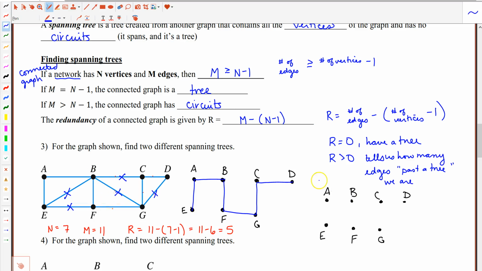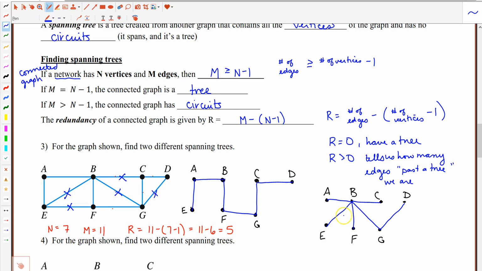Okay, so maybe from B, B has a lot of connections, so maybe I'll use that. B I can connect to A, to E, to F, to G, to C, and then I'm going to have to find some way to bring D back into the fold, so maybe I do the connection from G to D. Okay, that's just one possibility.